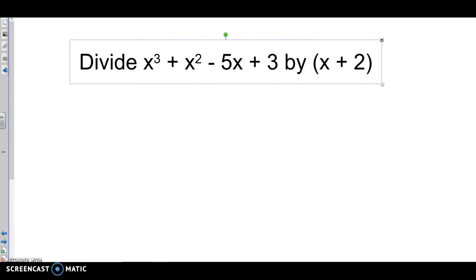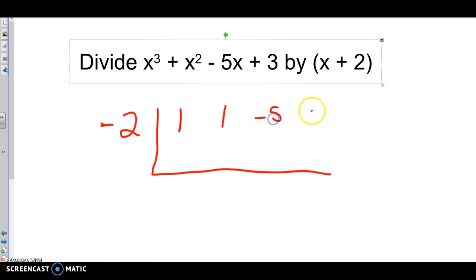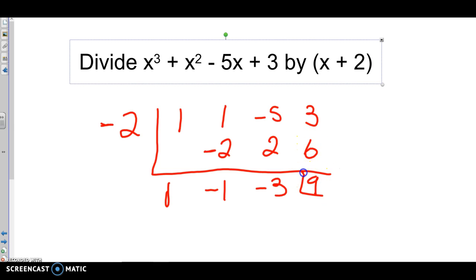So in the second example off to the right, x plus 2 is the factor I want to check. So I'm going to put negative 2 on the outside. My coefficients are going to be 1x cubed plus 1x squared minus 5x plus 3. So I'm going to bring the 1 down. I'm going to multiply, add, multiply, add, multiply, add. So now I have a remainder here.